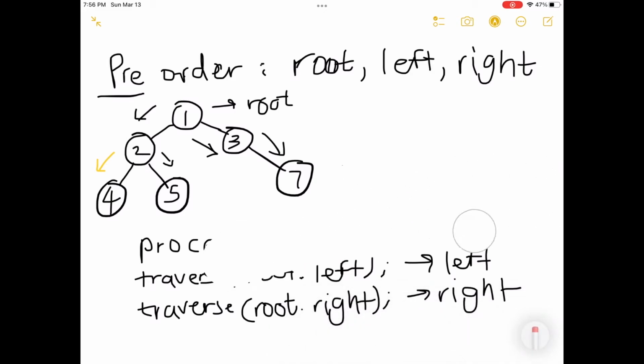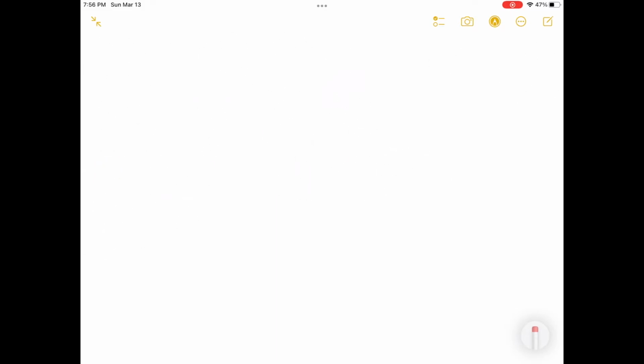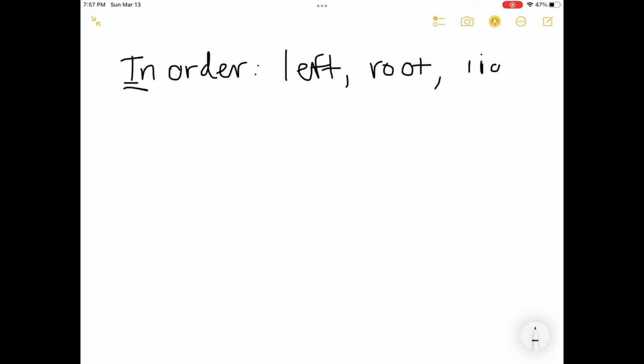Same thing with a post-order or in-order traversal. So I'll just erase this. In-order just means that, again, we're just going in order, very literally in order. Last time we did root first, then left, and then right. In-order, we're going to do left first, root, and then right. Okay.